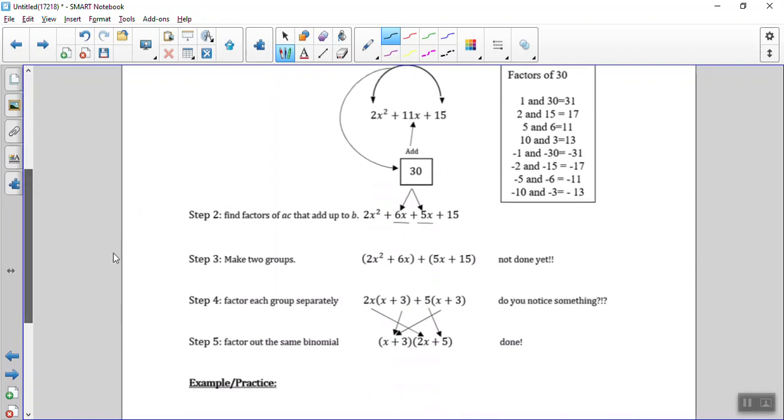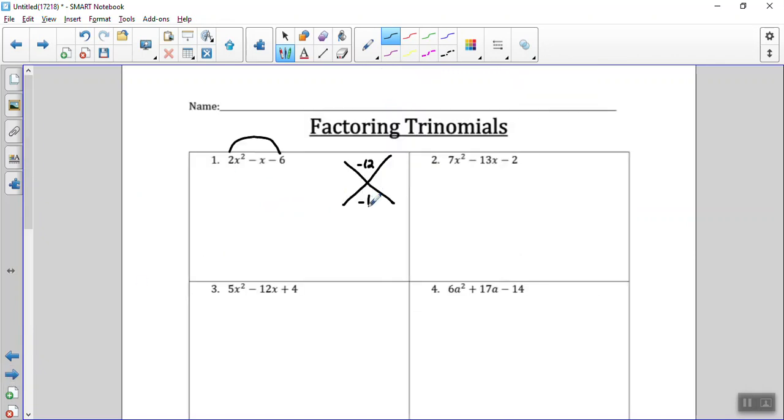The first step here is find factors of a times c, meaning these two numbers together. Okay, and then you want to add them together to get negative 1. Well, negative 4 times positive 3 is negative 12, and then negative 4 plus 3 is negative 1. That works. But we have a lot more work to do after that.